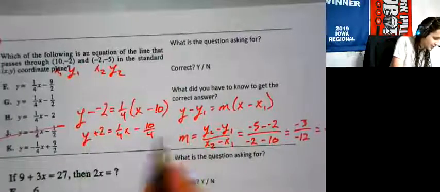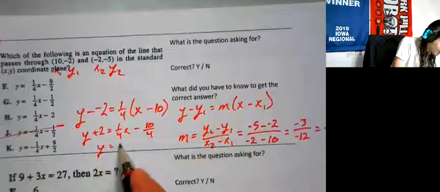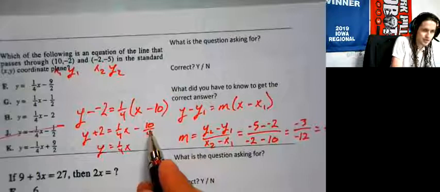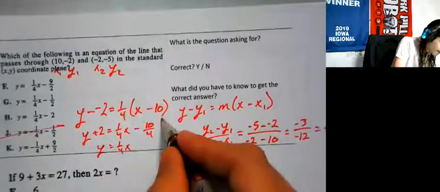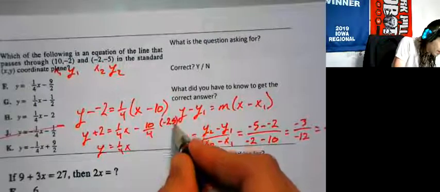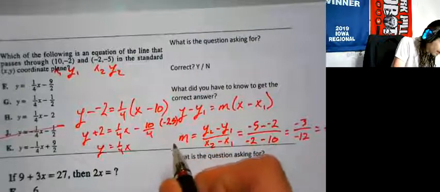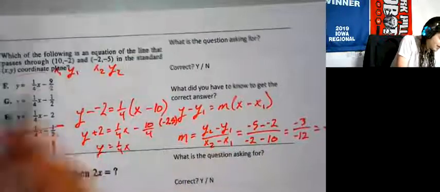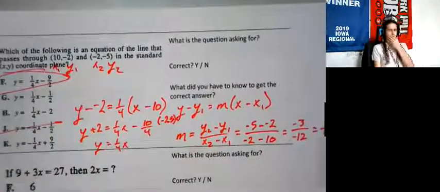Adding 2 over, that becomes y equals 1/4 x minus 10 over 4, that's negative 2.5. Minus 2 more is going to be negative 4.5. That's going to be answer F up there.